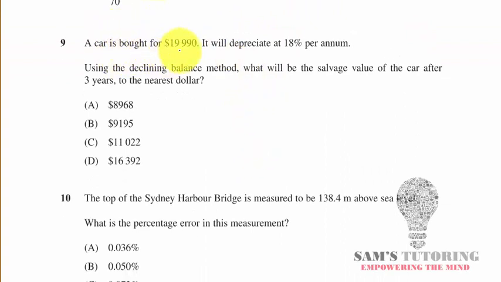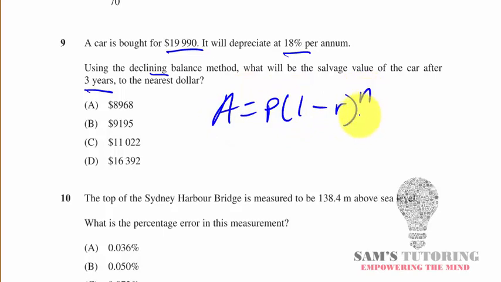A car is bought for $19,990. It will depreciate 18% per annum. Use the declining balance method. What will the salvage value of the car be after 3 years? Declining balance just means depreciation. So you can just use this formula. Does it look familiar? We usually use that as appreciation, which means we use a plus. If you're going to decline, which means you're depreciating, just use a minus. Don't bother using the other formula. Use this.